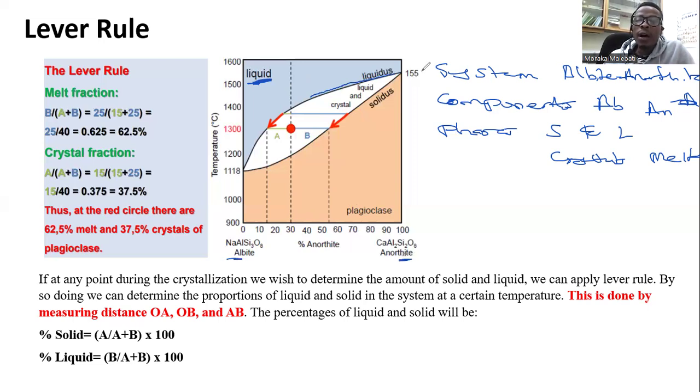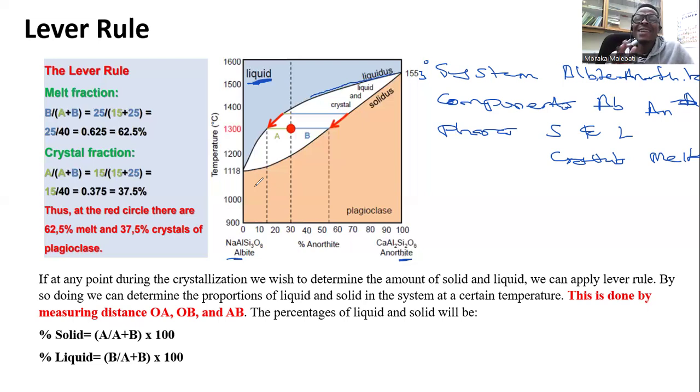Now, considering the pure end member albite and the pure end member anorthite, the temperatures of 1118 degrees and 1553 degrees are the exact temperatures where the pure end members start to melt. You must always keep in mind that pure albite will melt at a temperature of about 1118 degrees Celsius, and pure anorthite will melt at 1553 degrees Celsius.